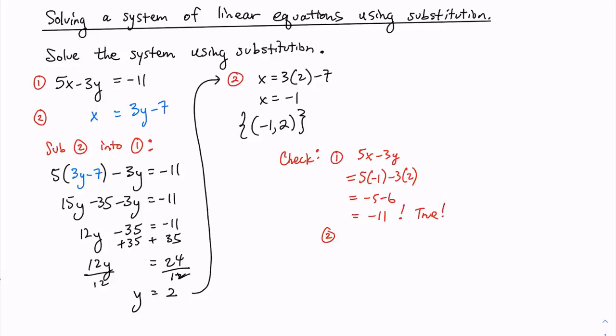If you started with x, we just have x, it's now equal to what? Oh, we said x is negative 1. Is that equal to 3 times y, which is 2, and then minus 7? Let's find out. Well, if you just do some mental math there, yeah, that's true too. So yes, it checks. And if it checks, then you could actually circle your right answer with confidence.